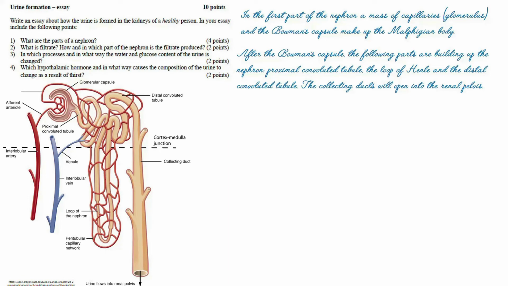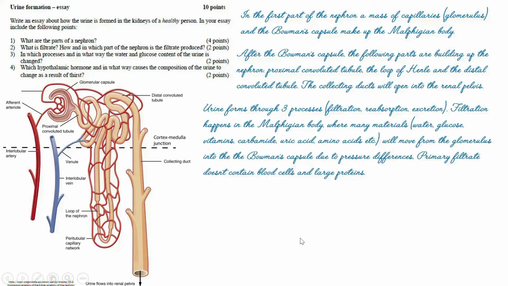Water, glucose, many ions, amino acids, uric acid, carbamide, so excretory products. Very important, only small molecules. Large plasma proteins and red blood cells will never enter the primary filtrate in a healthy person. Okay, so that's what I wrote down in here.